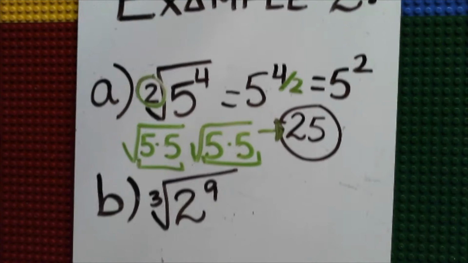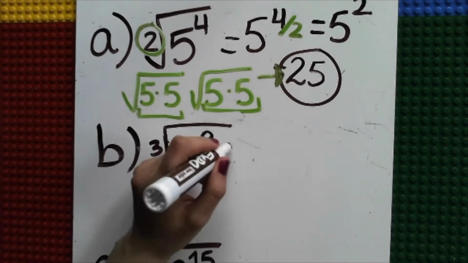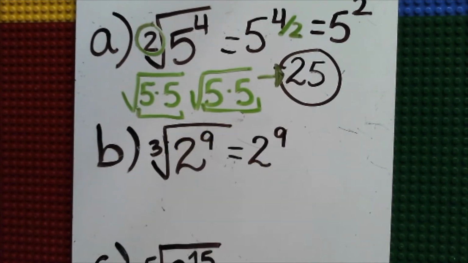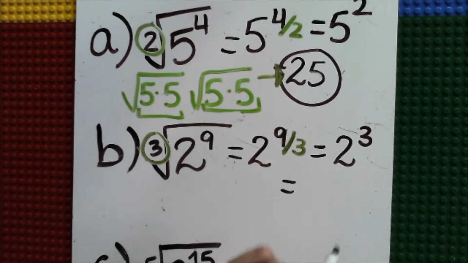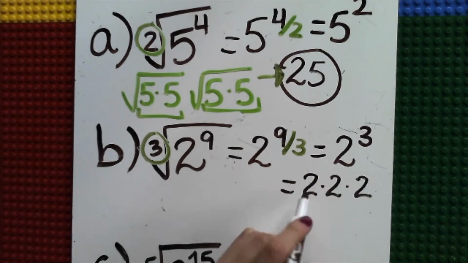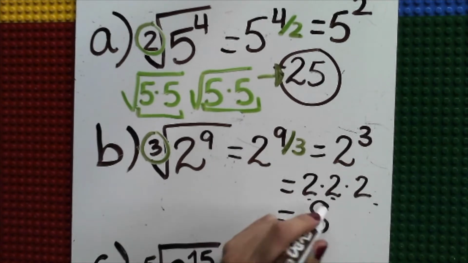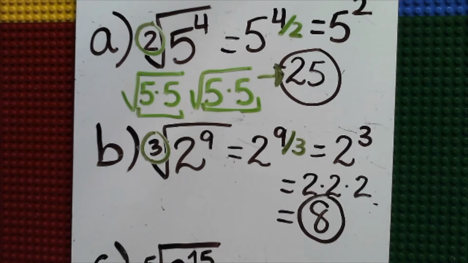Let's try the cubic root of 2 to the 9th. I write my radicand 2 to the 9th and divide the exponent by the index 3. I get 2 to the 3rd power. 2 times 2 is 4, and 4 times 2 is 8. So 2 to the 3rd power is equal to 8.